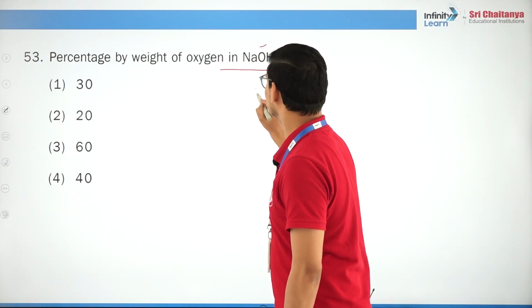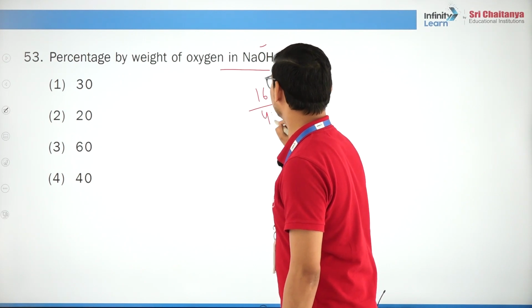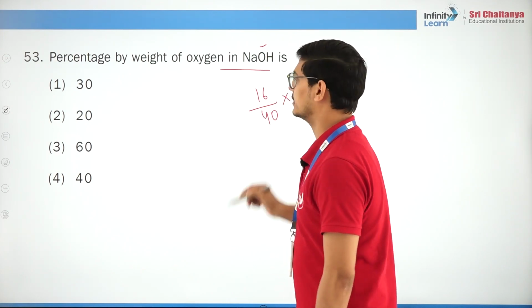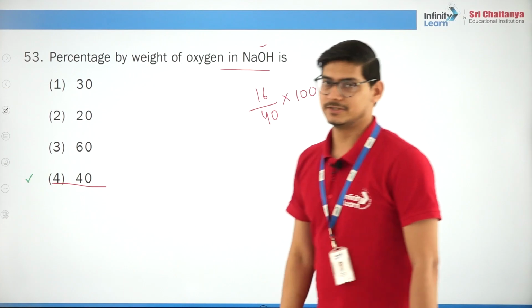Percentage by weight of oxygen in NaOH. Okay, the mass of oxygen is 16, the molar mass of NaOH is 40, multiplied by 100. So you can find out the percentage of oxygen.